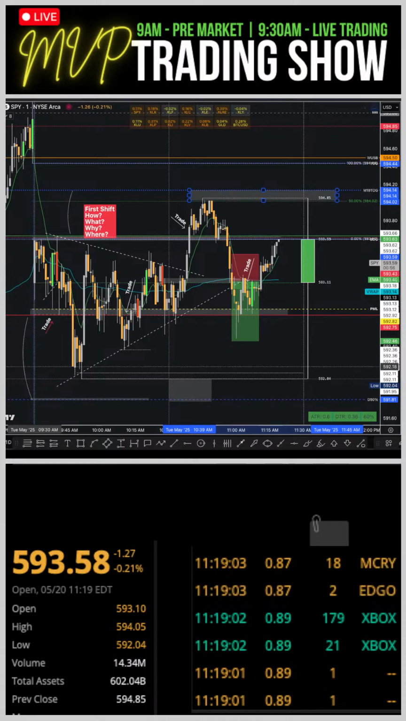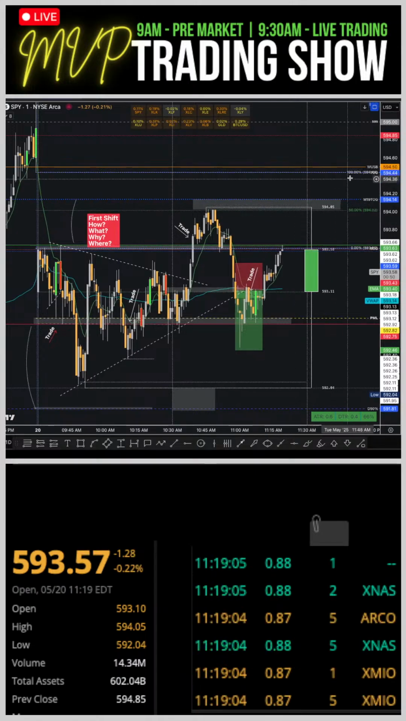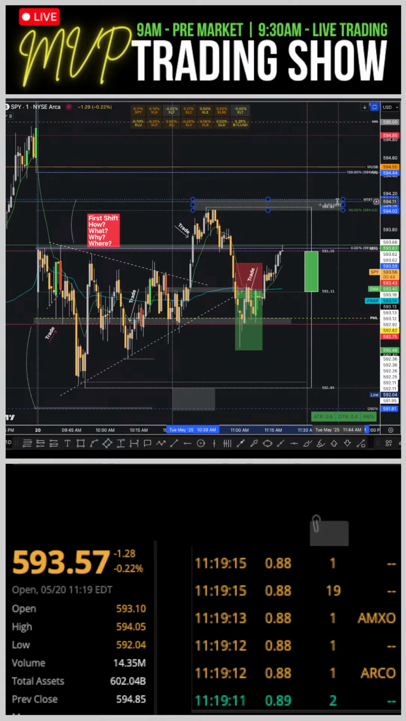So that's the approach. If we break above those two spots, you'll be invalidated. You can flip, and we have room into that gap fill. In order for us to fill that gap, we need to get above this zone.